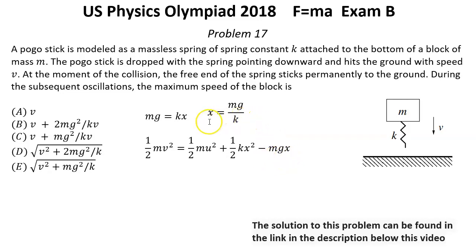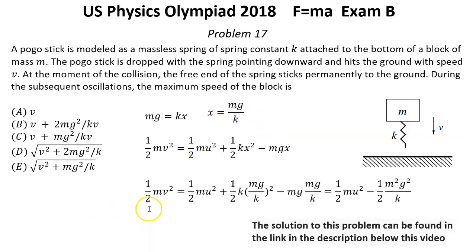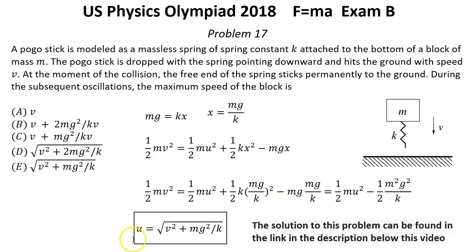Now we can insert this expression for x into the equation and find that 1/2 mv squared equals 1/2 mu squared minus 1/2 m squared g squared over k. From here we can find the maximum speed: u equals this expression. That is answer E for this problem, and this is the solution for problem number 17.